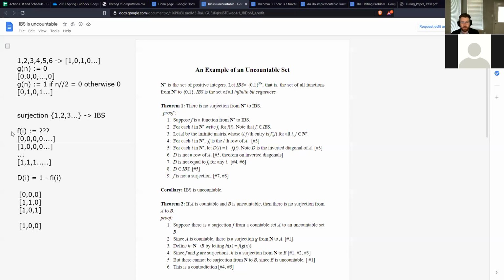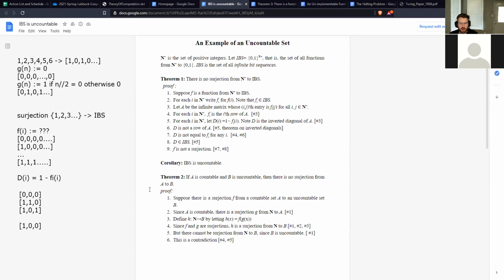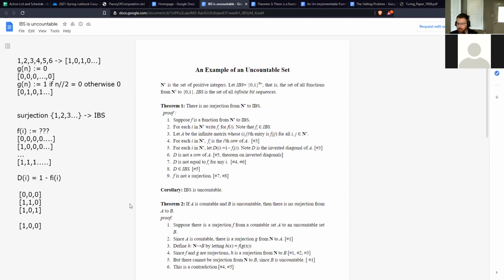So because I said I've got a matrix that has everything, yet somehow there's something that's not there, the supposition must be wrong. The supposition was that there is a surjection from the positive integers to IBS. This is a proof by contradiction. We've done it before, but that was just a quick explanation of it. All right, so back to what I was asking.